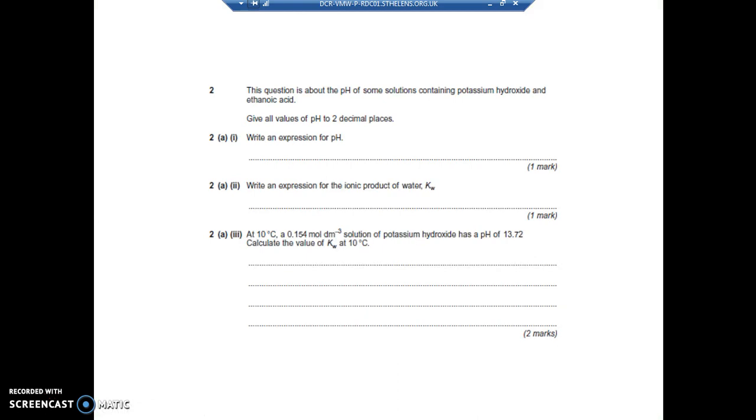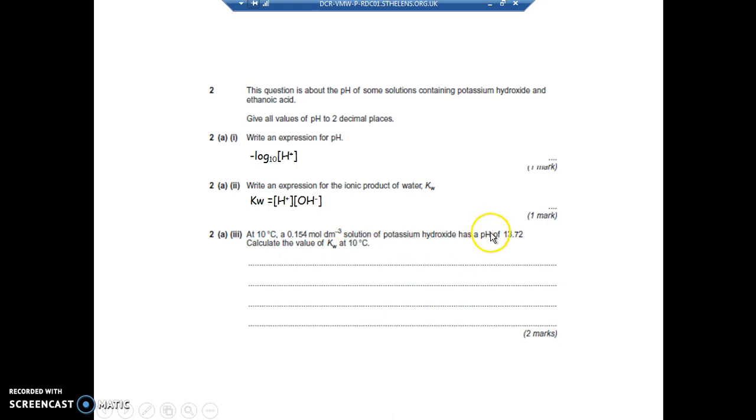Write an expression for pH, that's easy enough, we've done that before. pH equals minus log to the base 10 of H plus concentration. For the ionic product of water, Kw, sometimes called the dissociation constant of water, is the concentration of H plus multiplied by the concentration of OH minus ions. At 10 degrees C, the temperature is a bit of a red herring, a 0.154 moles per decimeter cubed solution of potassium hydroxide has a pH of 13.72. Calculate the value of Kw.